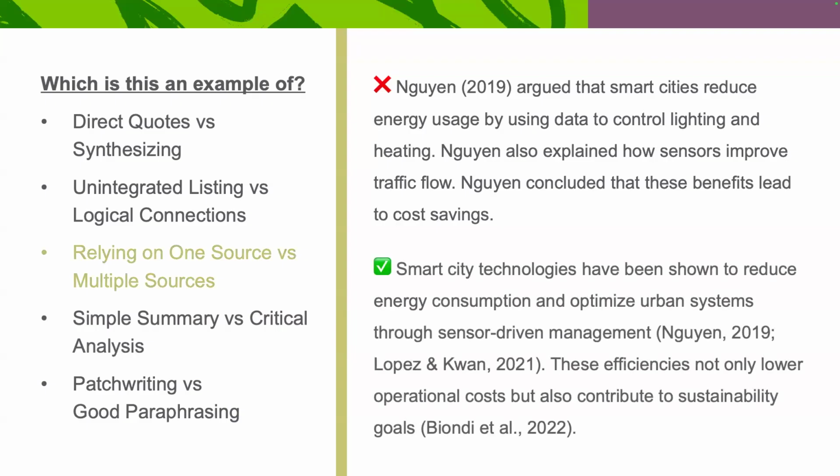Number 3, relying on one source versus multiple sources. Excellent. Yeah, instead, right, I still quote my original author, but I add in Lopez and Kwan, and I add in Biondi et al. All right, I'll pause. Are there any questions or comments at that point?